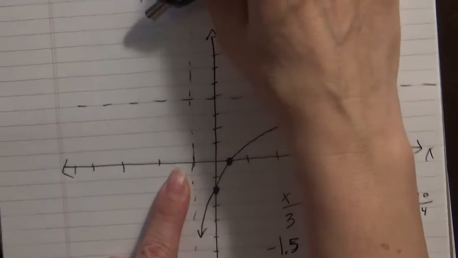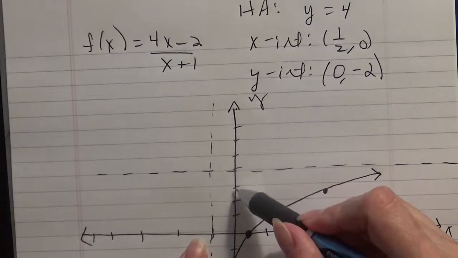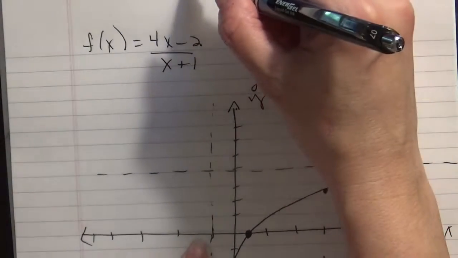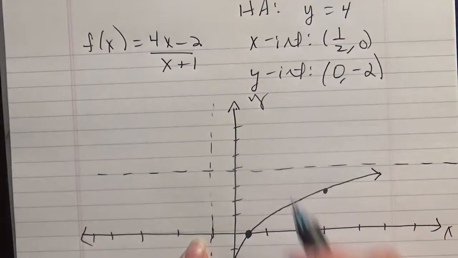So it's like off my chart. 2, 3, 4, 5, 6, 7, 8. So I've got to go like way up here off the camera to put my dot.